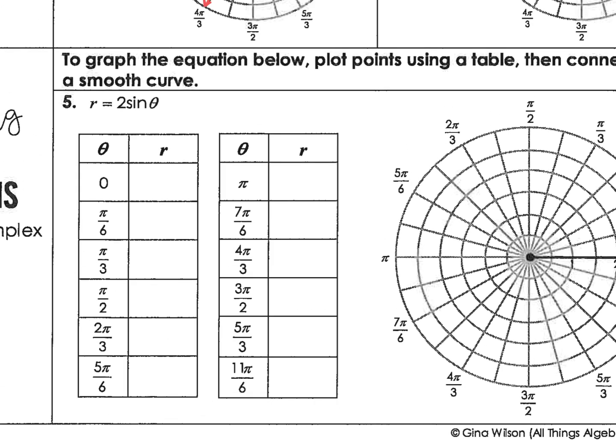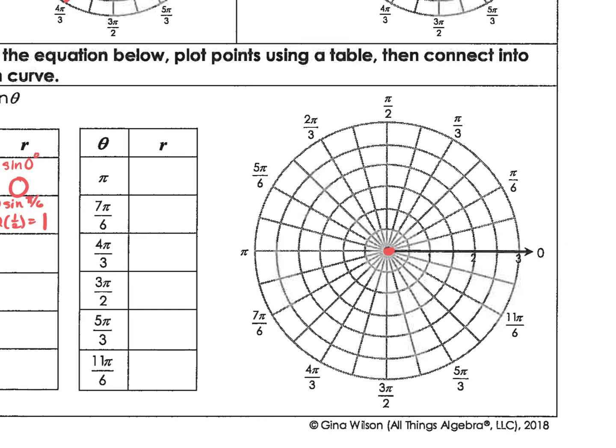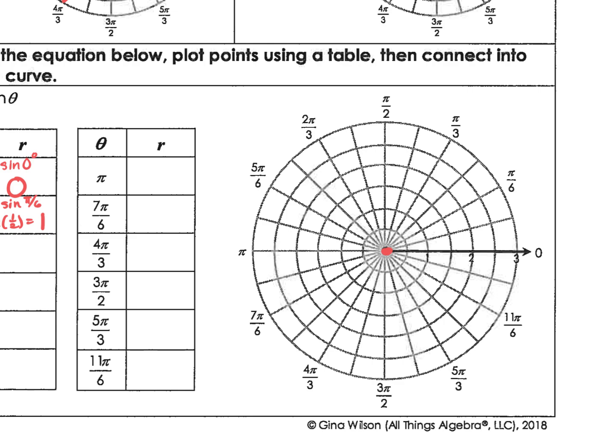So what we have to do is plug in, thinking about our unit circle. If we plug in 0 for theta, this is really 2 sine of 0. Sine of 0 is 0, so at 0, it's 0. Next, this is 2 times the sine of pi over 6. Sine of pi over 6 is 1/2, if you remember. So this is 2 times 1/2, which is 1. So at pi over 6, this thing is 1.